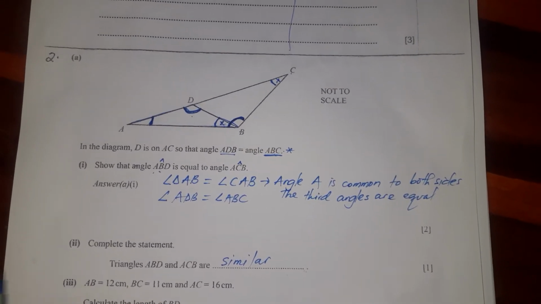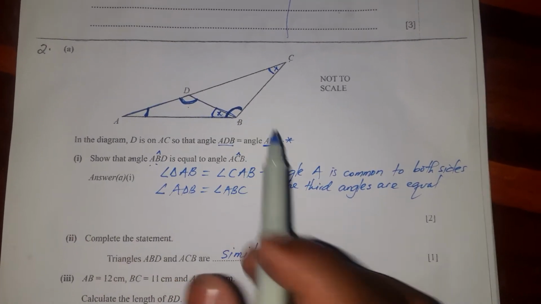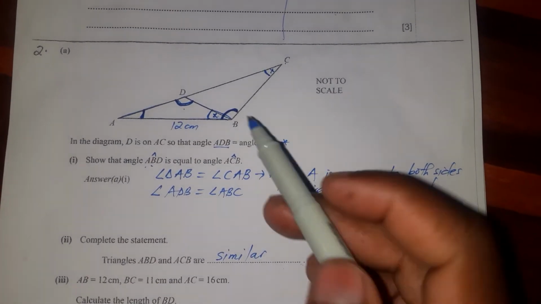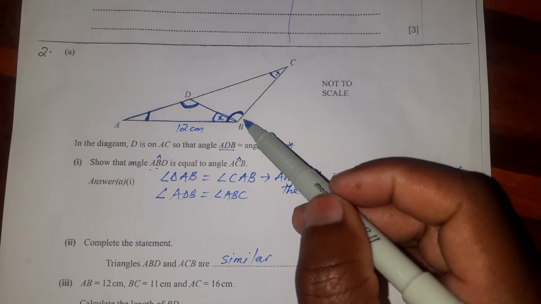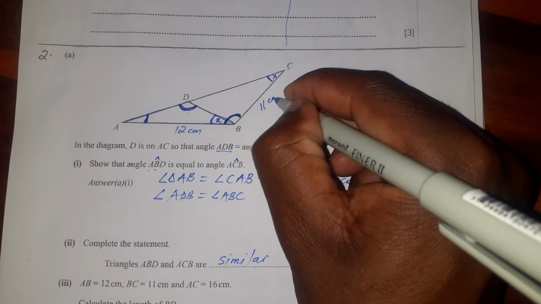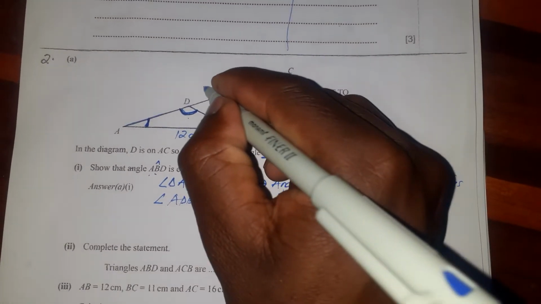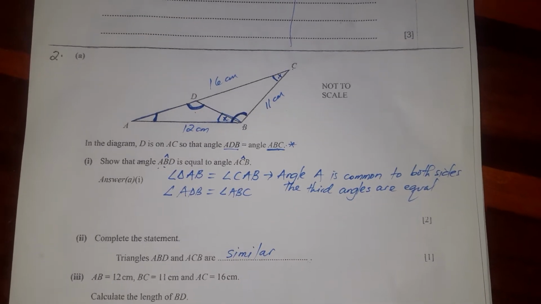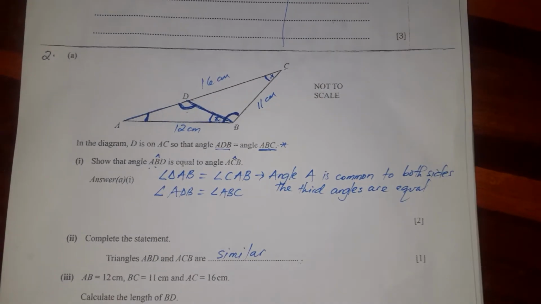Now Roman 3, we are now told that AB is 12 centimeter and BC is 11 centimeter, and then AC, the longest side, is 16 centimeter. That we should calculate BD, this length here. That's what we want to calculate.